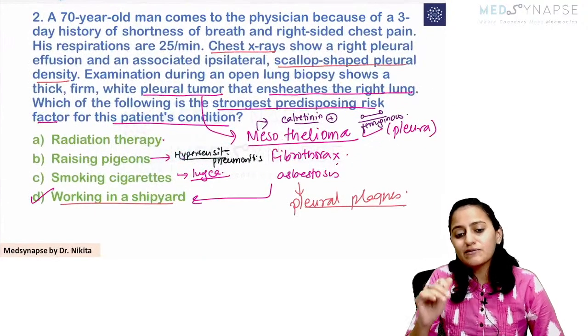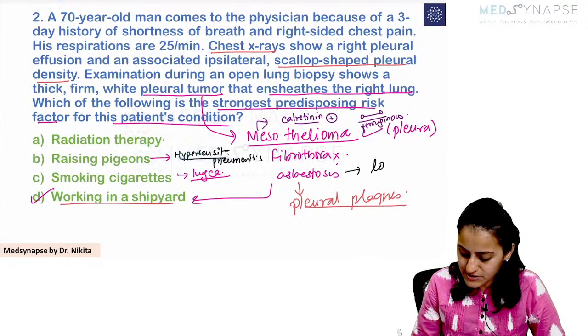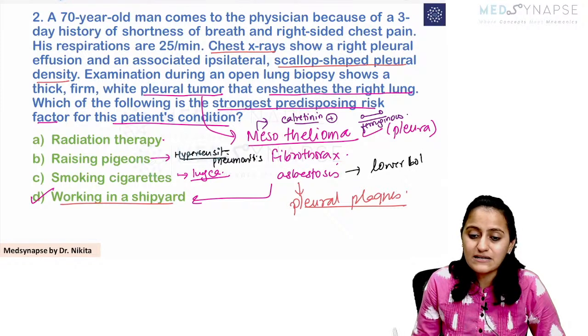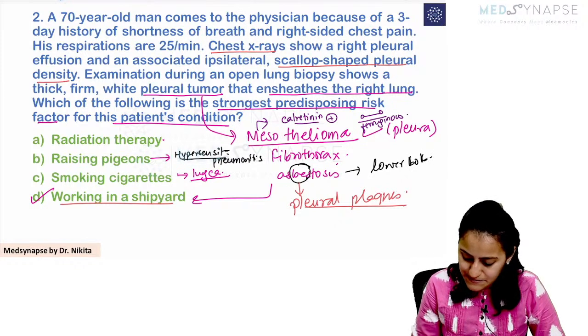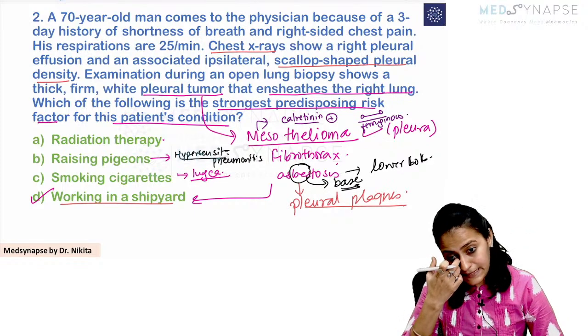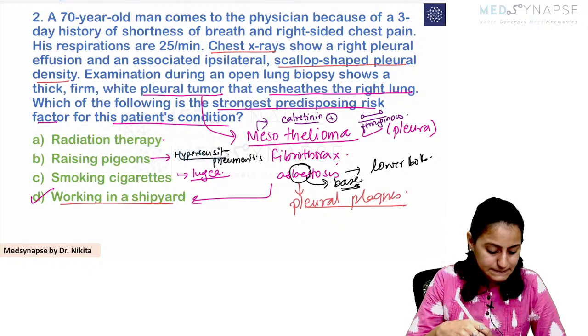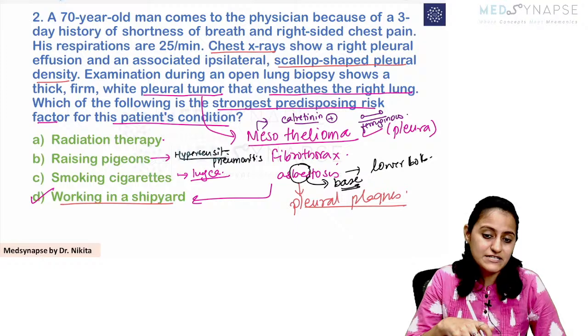Clear with everyone? This is about asbestosis, and remember that asbestosis affects the base, the lower lobe of the lung. Okay? Clear with everyone? Blastomycosis, no. It is hypersensitivity pneumonitis.